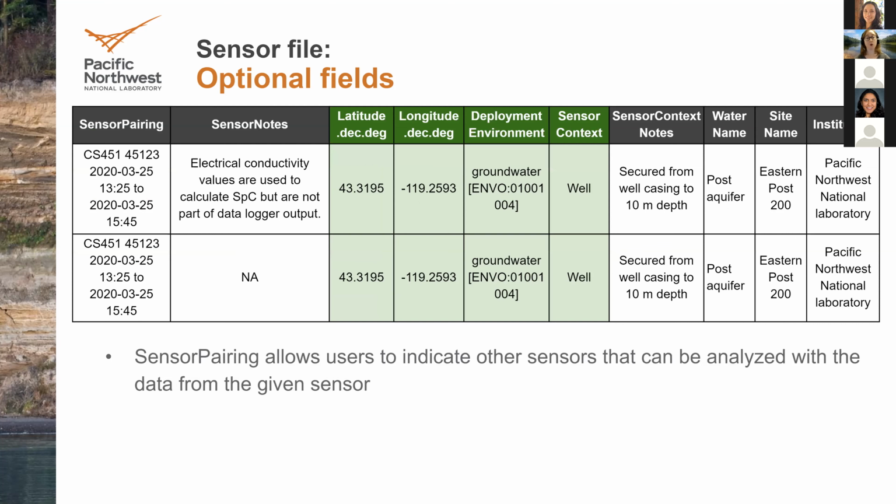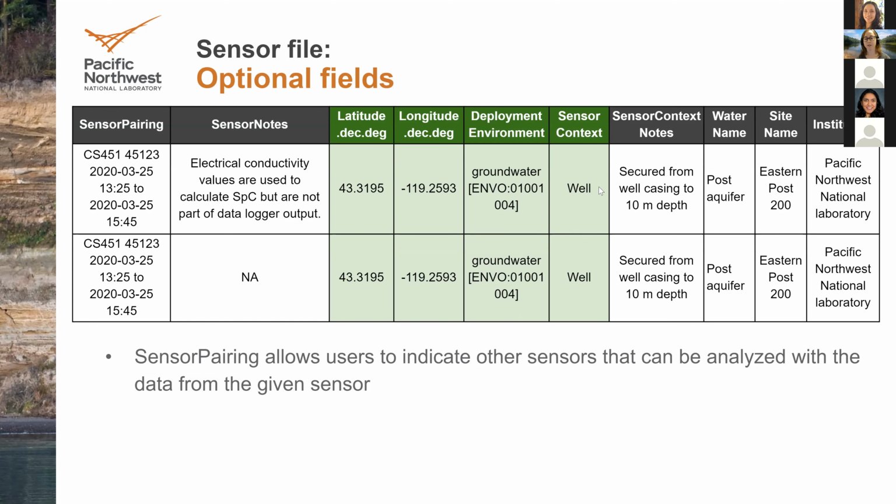So then some more optional fields. We have sensor pairing. And so that is if you have two sensors where the data can be analyzed together, or more than two sensors. The most common reason for this would be if two sensors are co-located, two different types of sensors. So we have the ability for people to indicate that there. And then sensor notes is just a free text field, anything can be written there.